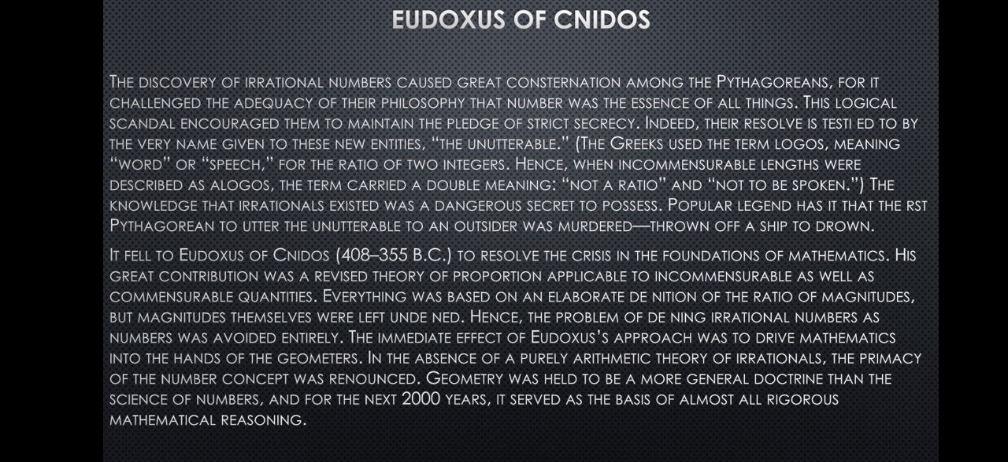The immediate effect of Eudoxus' approach was to drive mathematics into the hands of the geometers. In the absence of a pure arithmetic theory of irrationals, the primacy of the number concept was renounced. Geometry was held to be a more general doctrine than the science of numbers, and for the next 2000 years it became itself the basis of almost all rigorous mathematical reasoning.